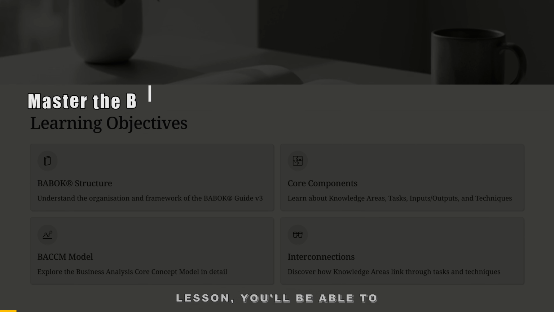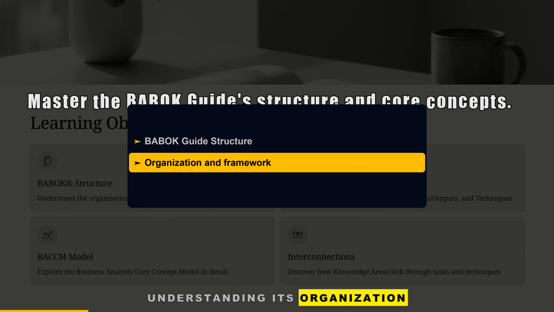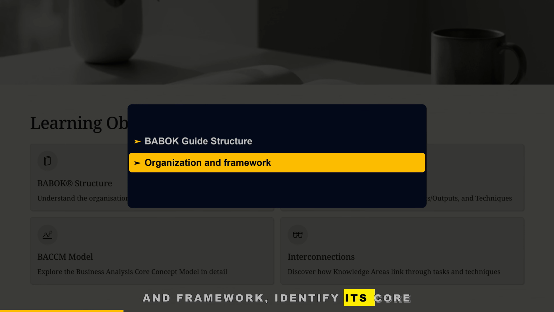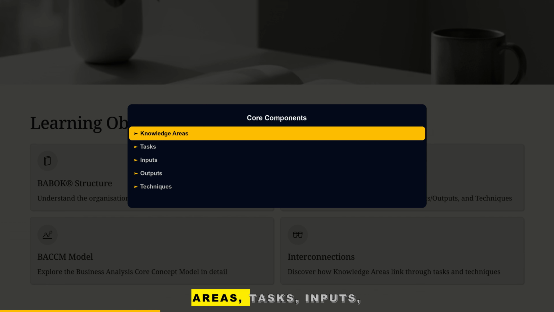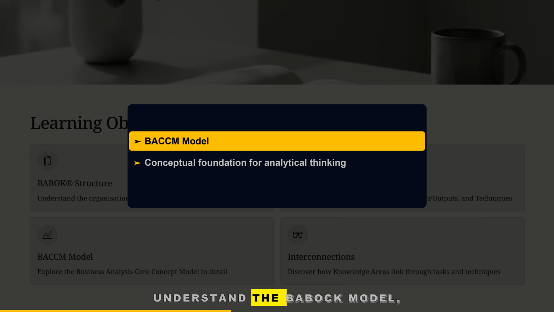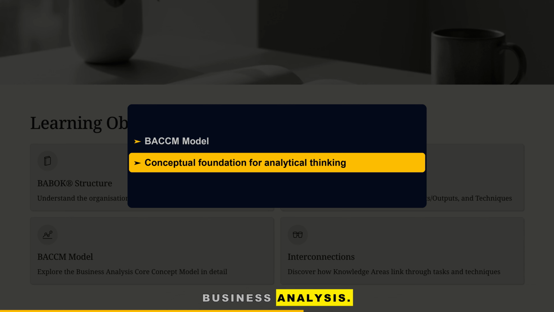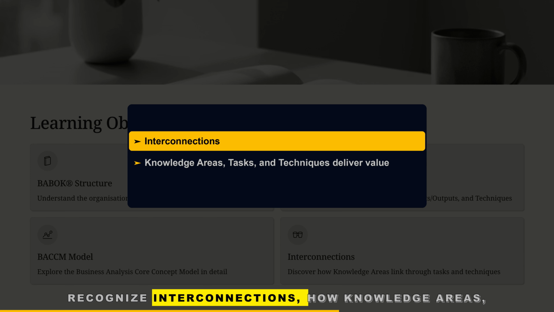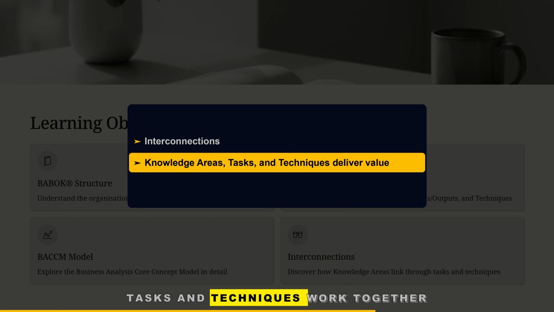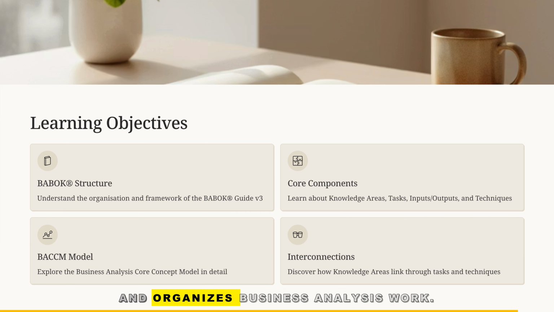By the end of this lesson, you'll be able to explain the structure of the BABOK Guide, understanding its organization and framework, identify its core components, including knowledge areas, tasks, inputs, outputs, and techniques. Understand the BABOK model, the conceptual foundation that shapes analytical thinking in business analysis. Recognize interconnections, how knowledge areas, tasks, and techniques work together to deliver measurable value. Together, these objectives will help you build a clear, exam-ready understanding of how BABOK V3 defines and organizes business analysis work.